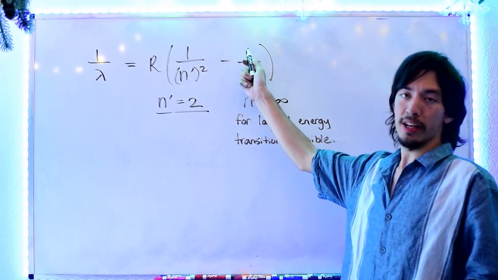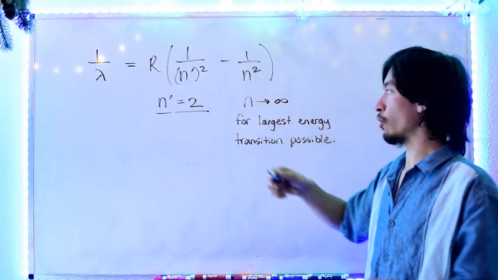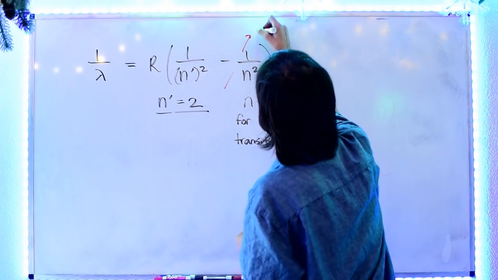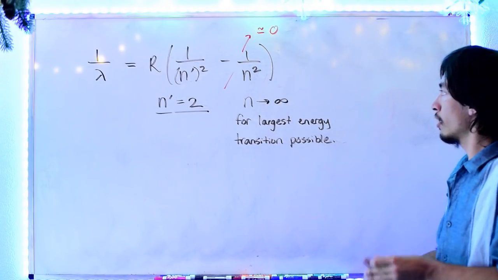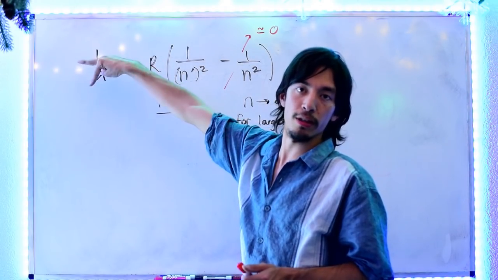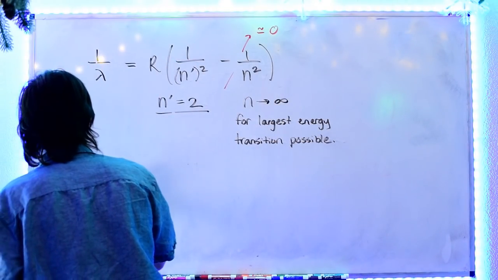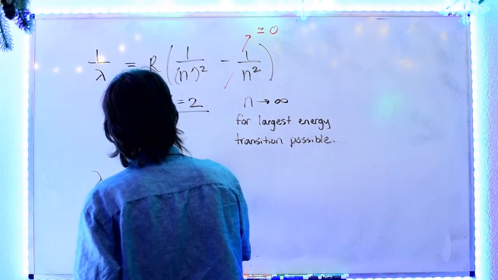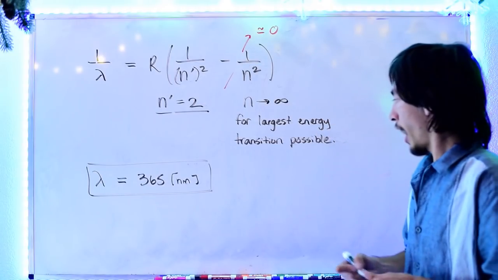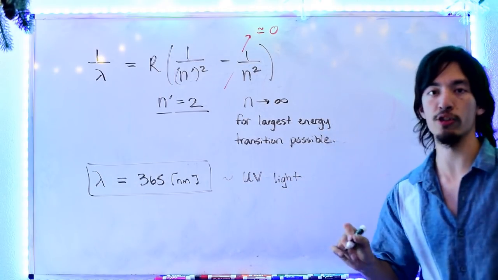Okay. 1 divided by a ridiculously large number ends up being 0. So in this case, this term ends up dropping out because it's approximately 0. So really you just calculate this part, and you don't forget to invert this so it's lambda. So in solving for that, you'll get the following answer. Lambda is 365 nanometers. And this is roughly UV light if you want the part of your electromagnetic spectrum.